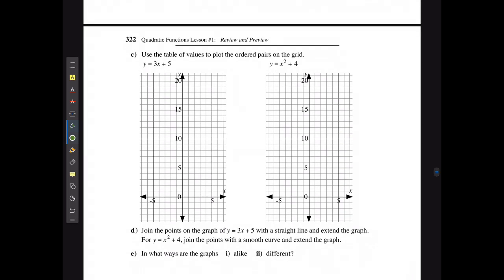If I'm using the table of values to graph these points, I'm going to graph the points from the first set, starting with negative 3 for x, negative 4 for y, down here. Then negative 1 and 2. Then 1 and 8. 3 and 14. And 5 and 20.